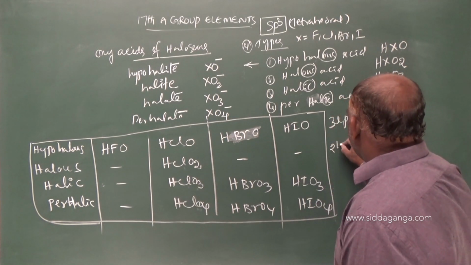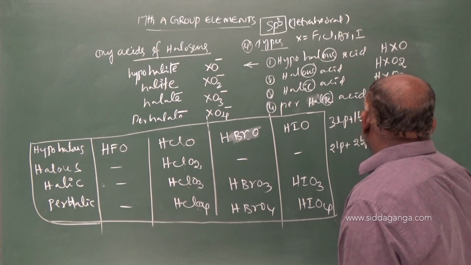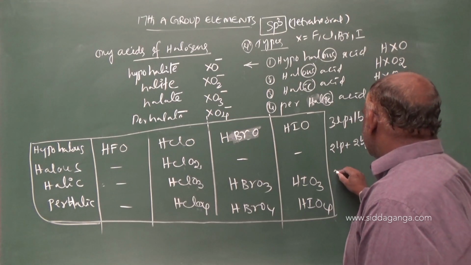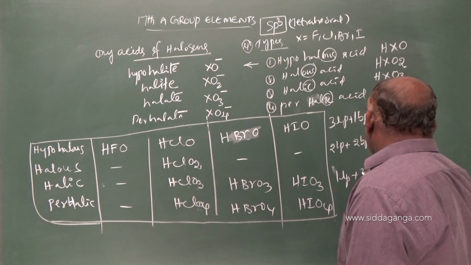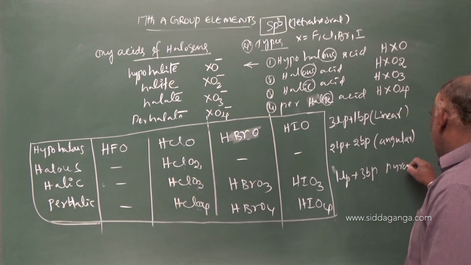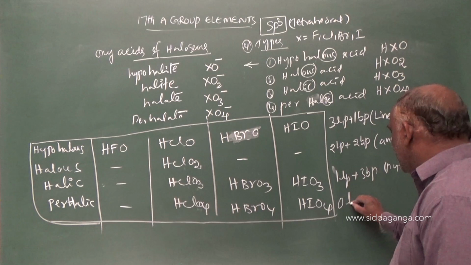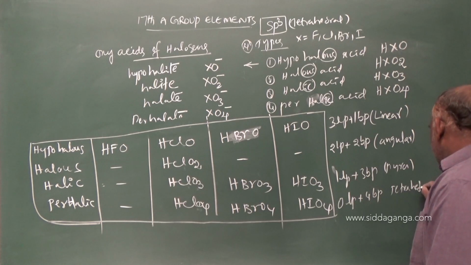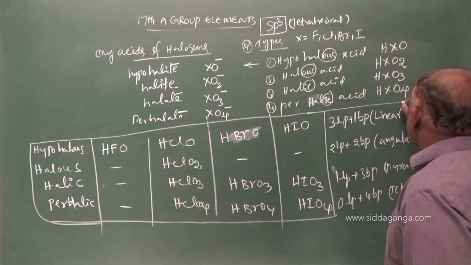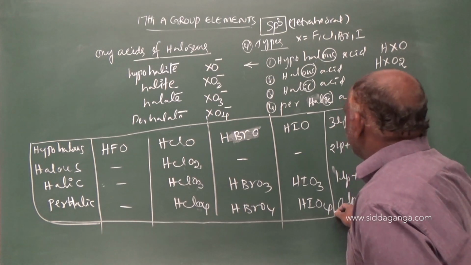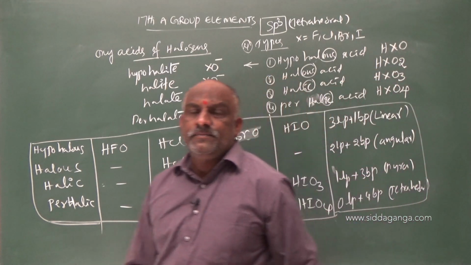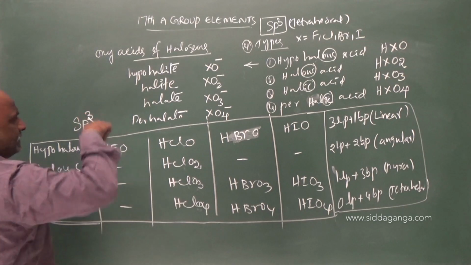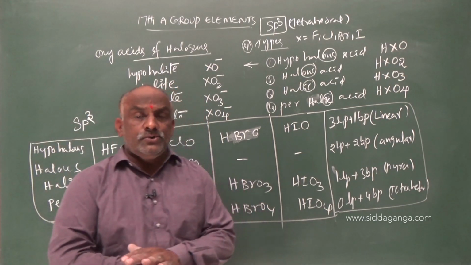Next one, 2 lone pairs plus 2 bond pairs, the geometry is angular shape. Next, 1 lone pair plus 3 bond pairs is pyramidal. And the last one, 0 lone pairs plus 4 bond pairs, is tetrahedral geometry. And what will be the hybridization in these examples? sp3 hybridization. The central atom undergoes sp3 hybridization.